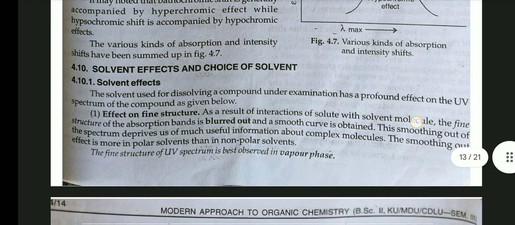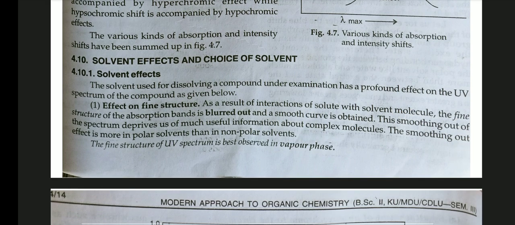Solvent effects and choice of solvent. Solvent effects. The solvent used for dissolving a compound under examination has a profound effect on the UV spectrum of the compound. Effects are given below. Effect on fine structure. As a result of interaction of solute with solvent molecules, the fine structure of absorption bands is blurred out and a smooth curve is obtained. This smoothing out of the spectrum deprives us of much useful information about complex molecules. The smoothing out effect is more in polar solvents than in non-polar solvents.